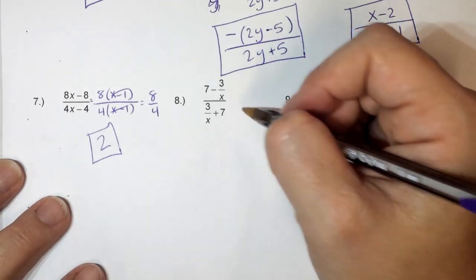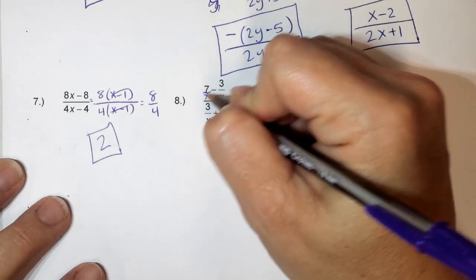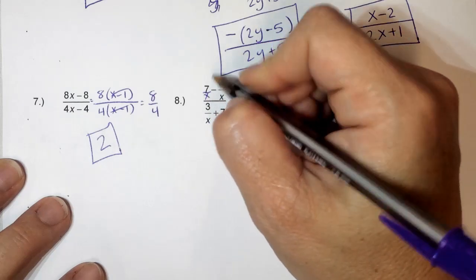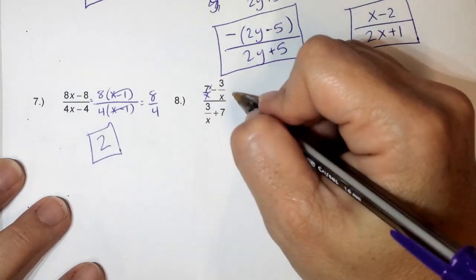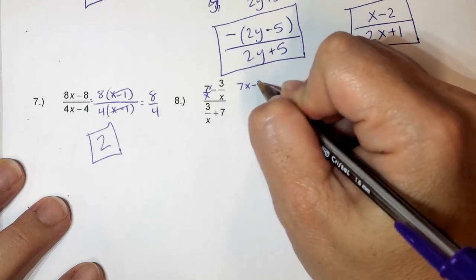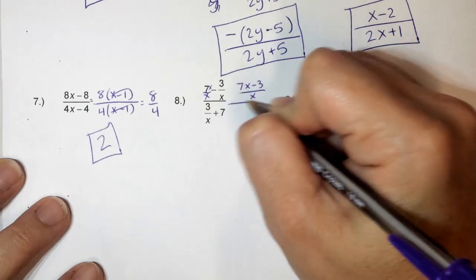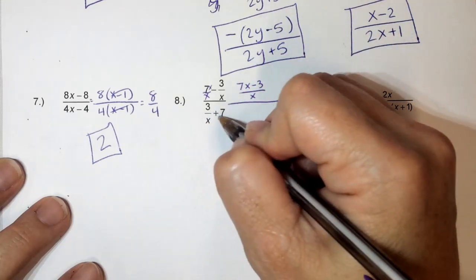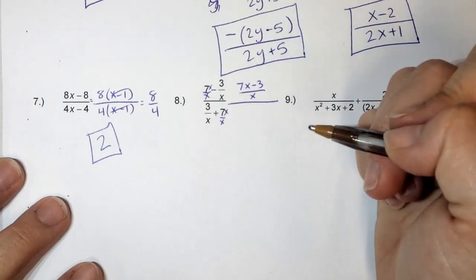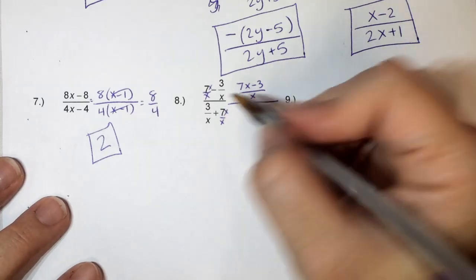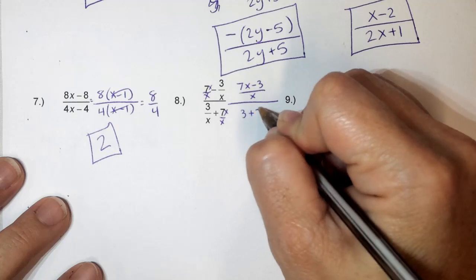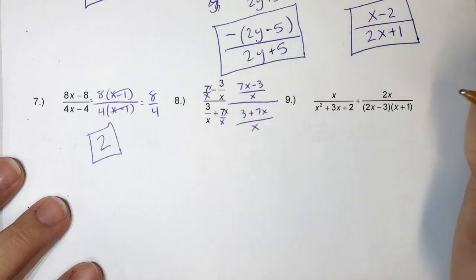Number 8 is a lot like number 5. If that has a denominator of x, this does too, and I have to give it to the bottom and the top. So I get 7x minus 3 over x. This has a denominator of x. This needs one also, but since I gave it to it, I have to give it to the top and bottom. And that gives me 3 plus 7x over x.